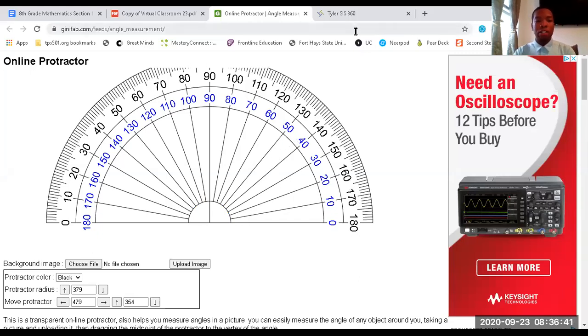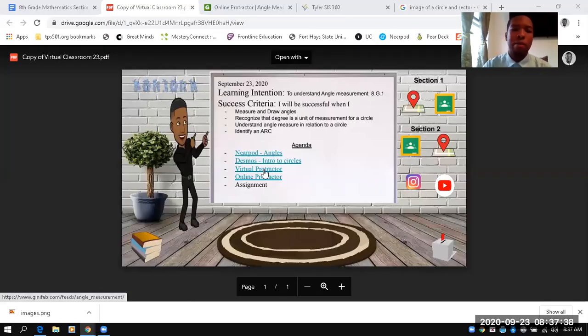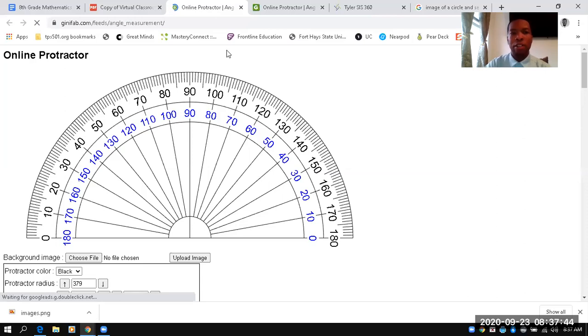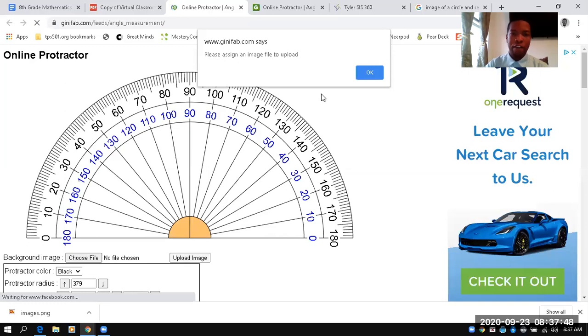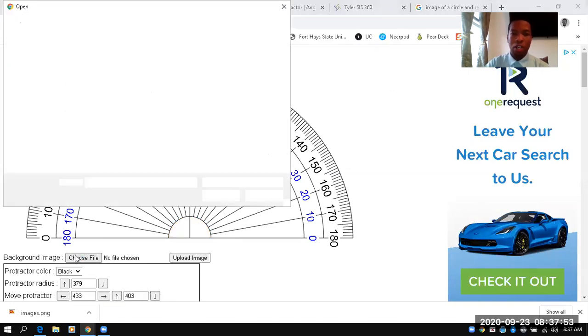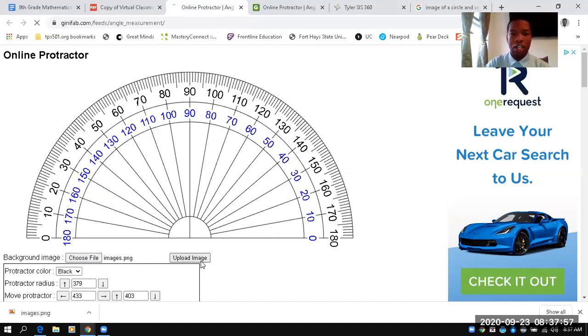And I'm going to pause this for a second so I could upload an image so that you could see exactly what I'm talking about. So if I do the virtual protractor, you can see the website up here that you could go and check out. And then I'm going to upload an image. I went and found an image. I'm going to choose a file, click the image, and then I'm going to upload it.